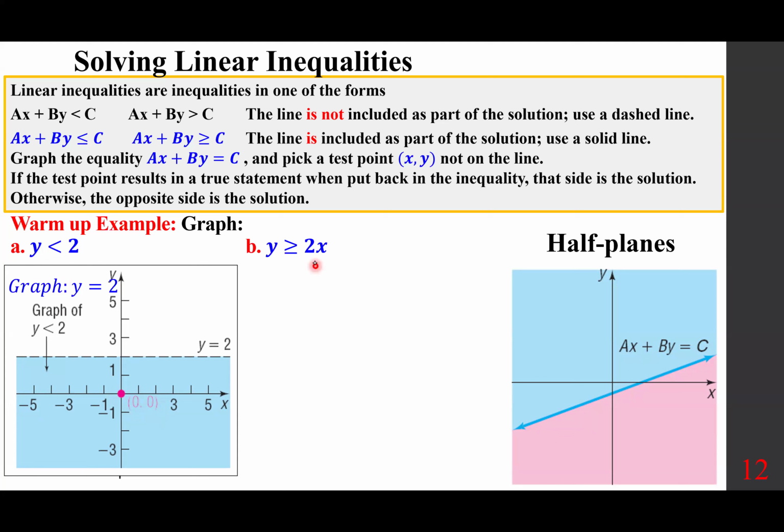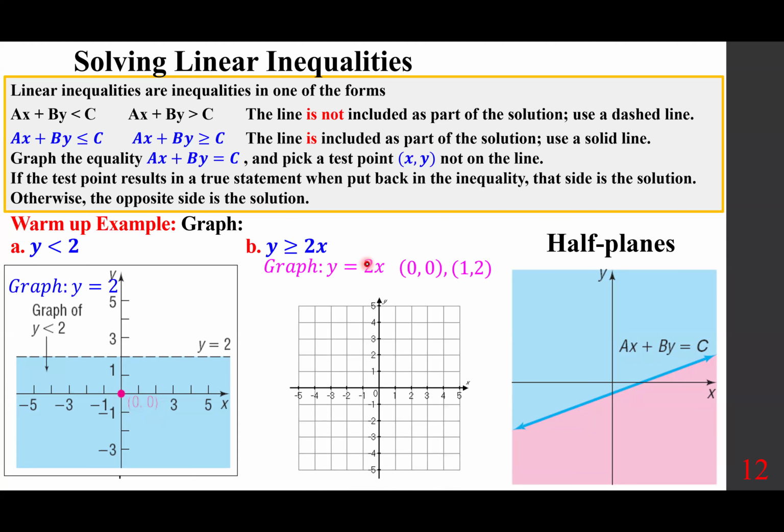y is greater than or equal to 2x. We're going to graph the line by picking a couple of pairs. Obviously, 0, 0 is one pair. It goes through the origin. If x is 1, y is 2. So 0, 0 and 1, 2. Let's graph 0, 0, 1, 2, and draw a line. Now, is this dashed or solid? Because it has the equality, it's solid. Otherwise, we make it into a dashed line. Then you pick a test point.